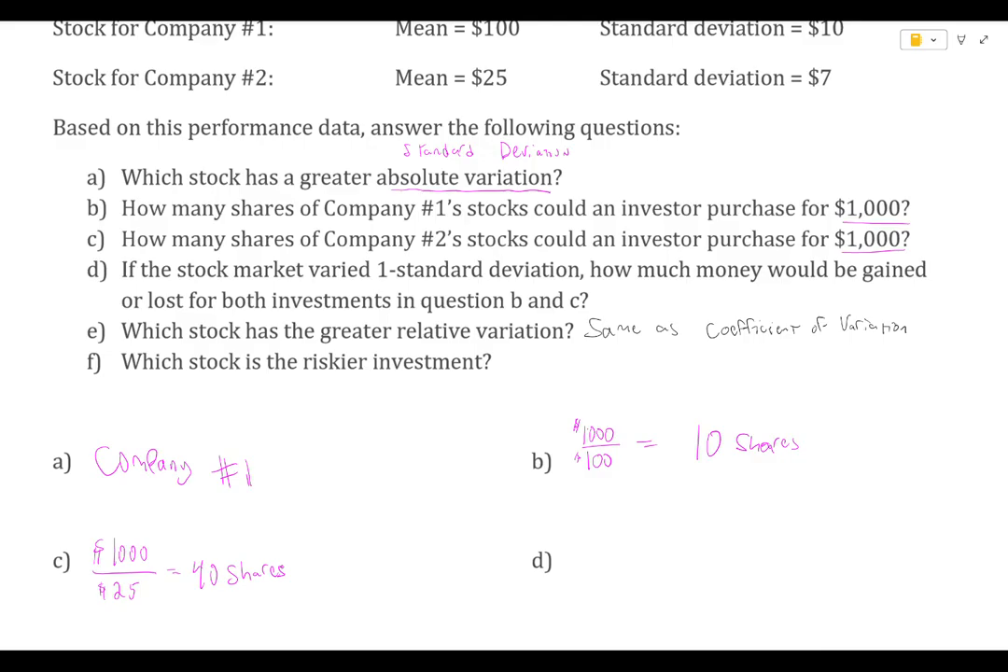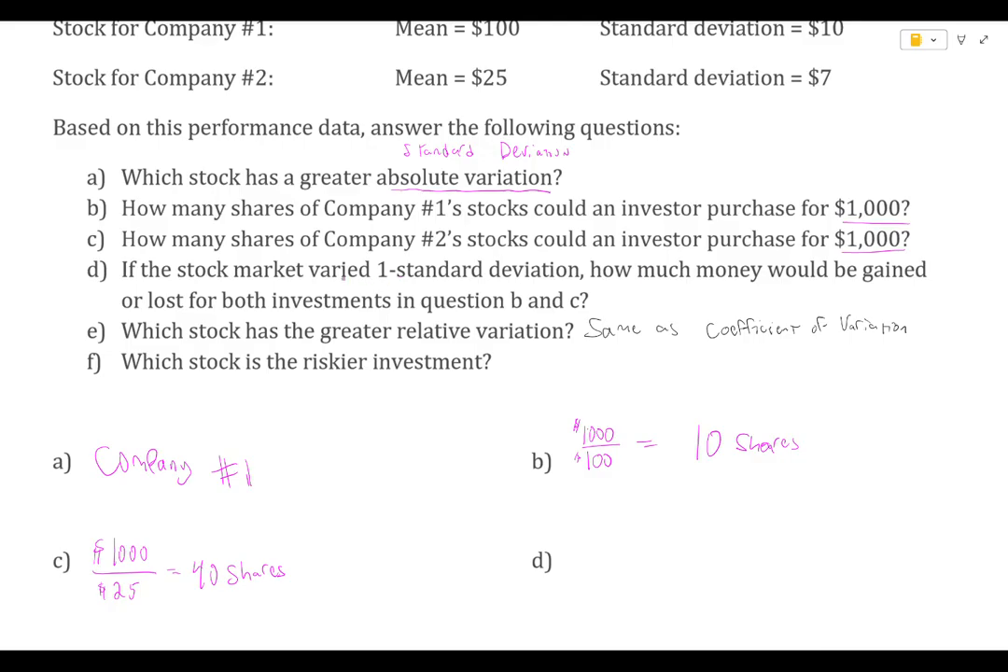I hope that makes sense. Basically, what we're trying to do is split up our investment and figure out how many shares of each company we could get for the same $1,000 investment. The reason we want to do that is we want to compare what will happen if the stock market varied one standard deviation.